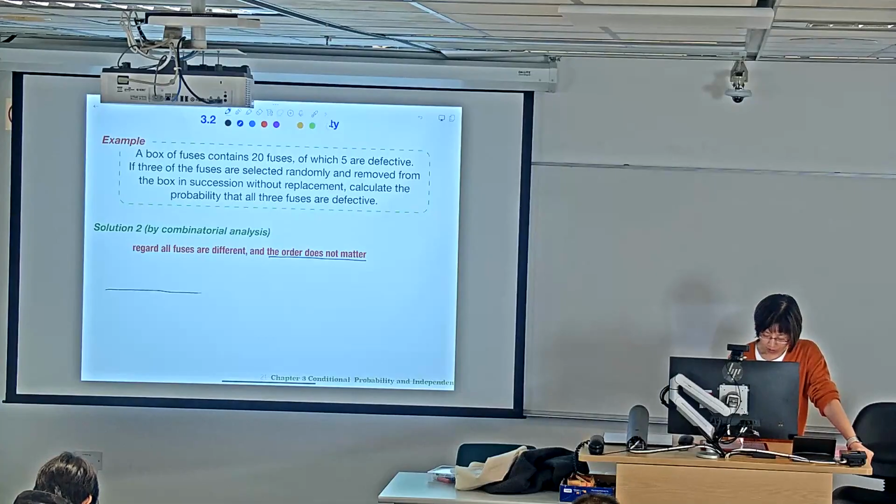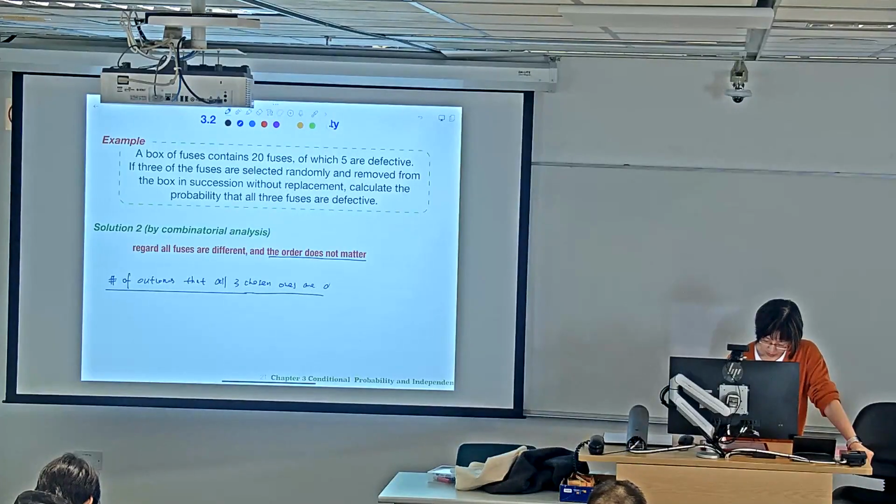So if you use counting, that's just counting the number of outcomes that all 3 chosen ones are defective, divided by the number of all possible outcomes.